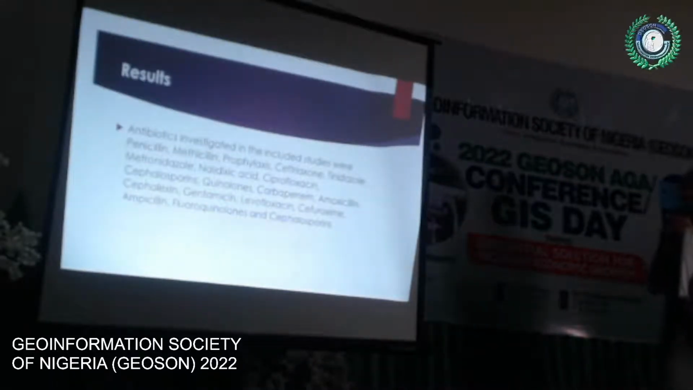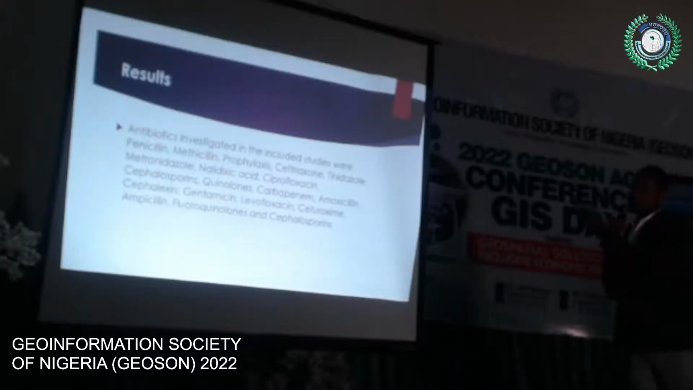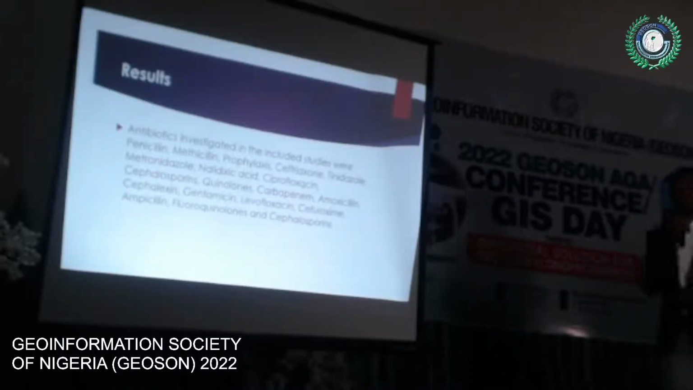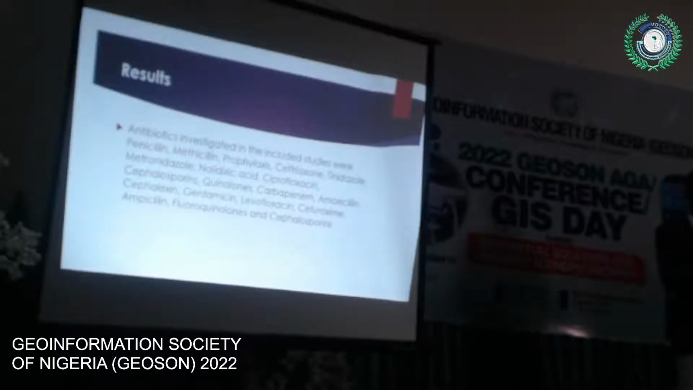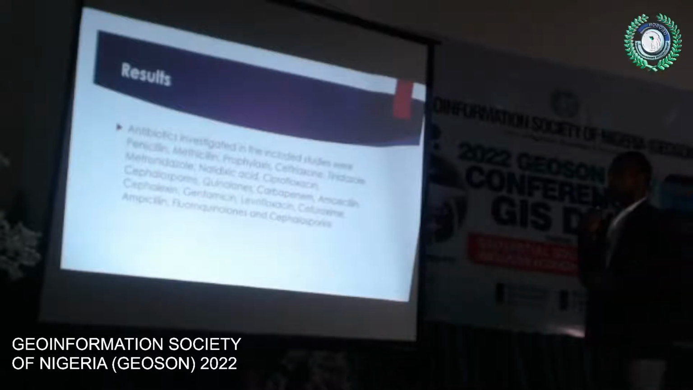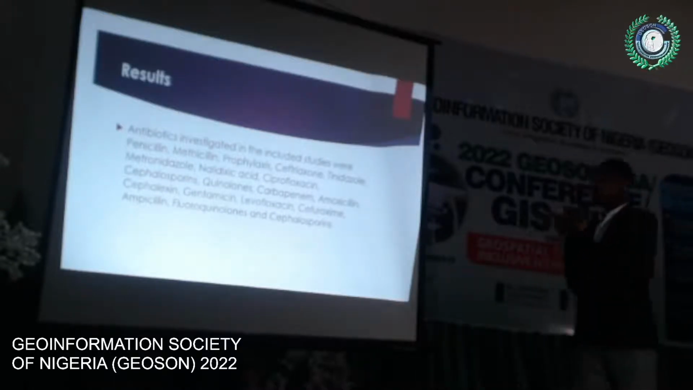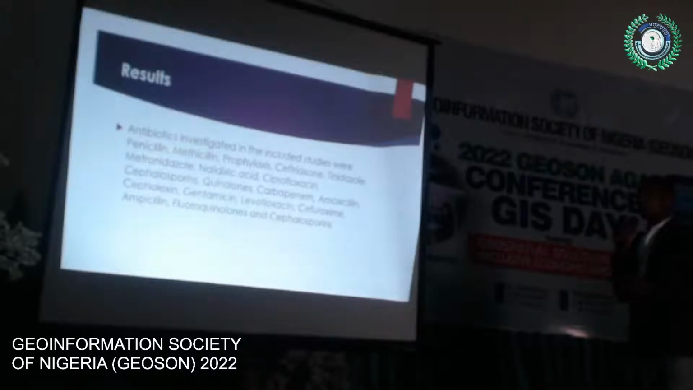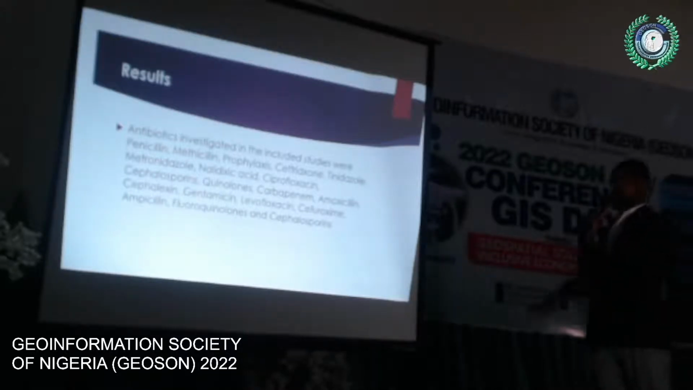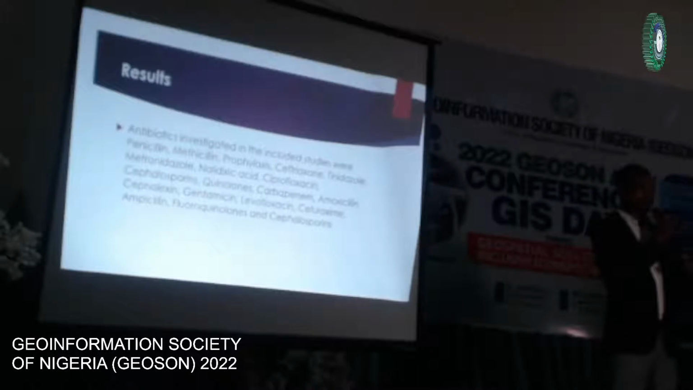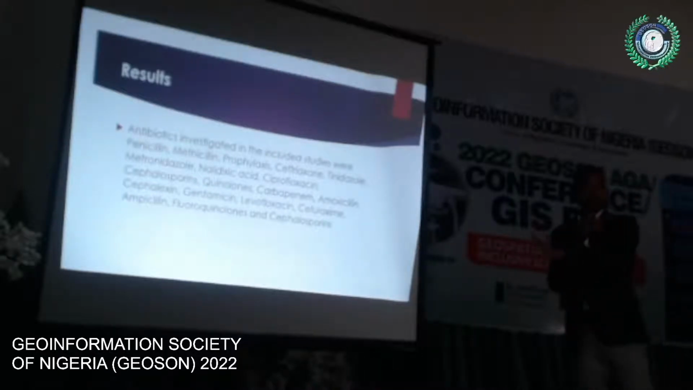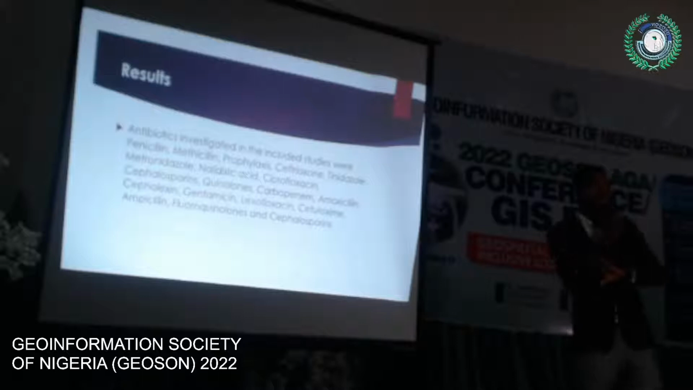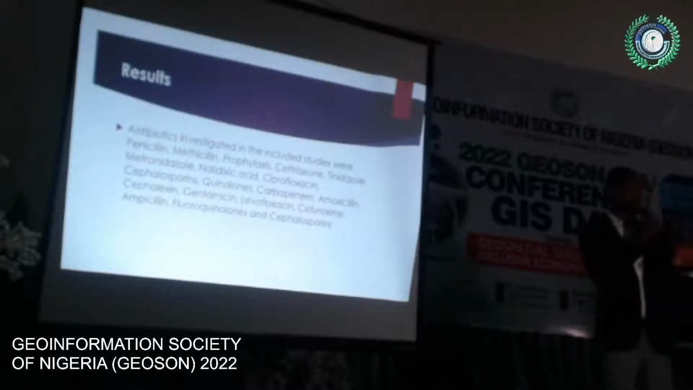So we see the various medications, antibiotics or antimicrobials rather. Antibiotics are more about bacteria, but when we talk about antimicrobials, we're talking about all of them put together. And then we have penicillin, methicillin, prophylaxis, ceftriaxone, tinidazole, and the rest of them. I don't want to bother you with all those names, but those were the antimicrobials that we found to be commonly resisted in different states in Nigeria.